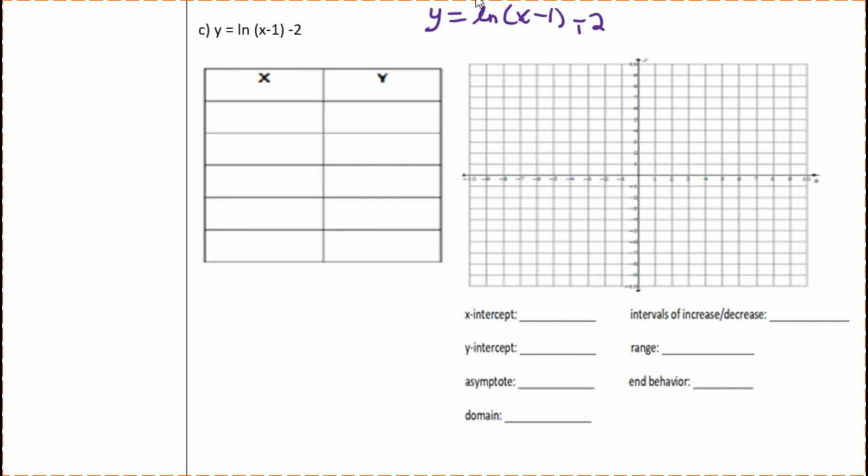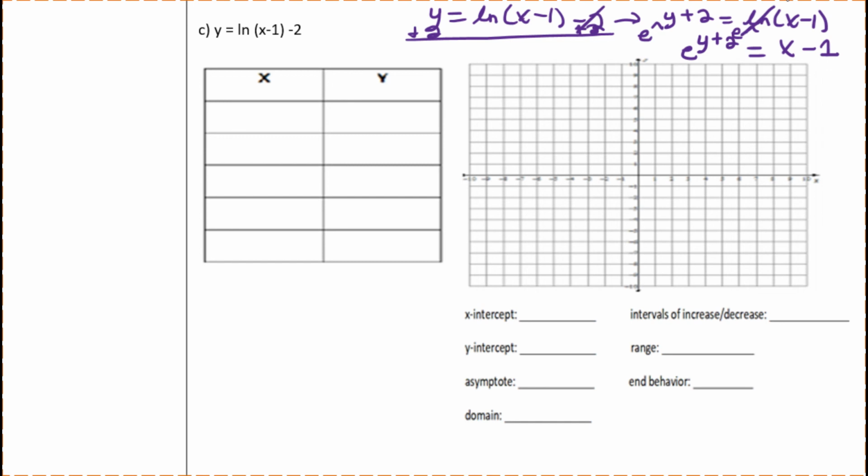Okay, so we're going to add 2 to both sides to get rid of it, because we're solving for x here. So we have y plus 2 equals ln x minus 1. Remember, ln has an invisible e down here. It's log base e, so I'm going to raise both sides to the e so I can cancel. So now I have e to the y plus 2 equals x minus 1.